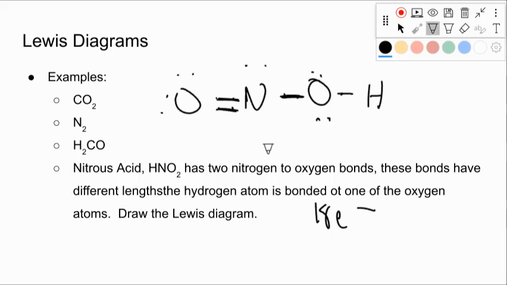When you're doing Lewis diagrams, it is a puzzle. You start somewhere and you just keep working until you get to the end. I would always recommend using a pencil when you're doing these because you're going to make a mistake and it's easier to erase and go from there than it is to use a pen and have ink everywhere.